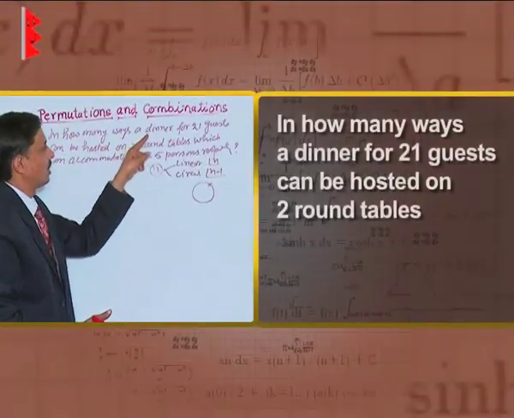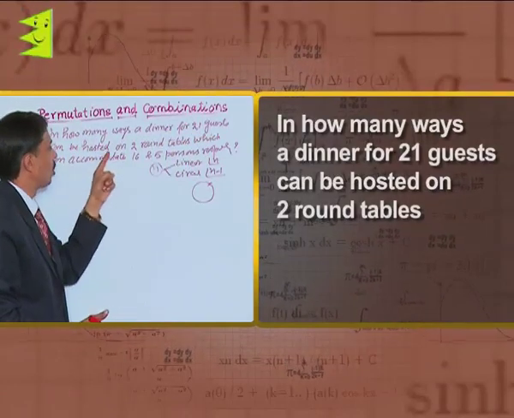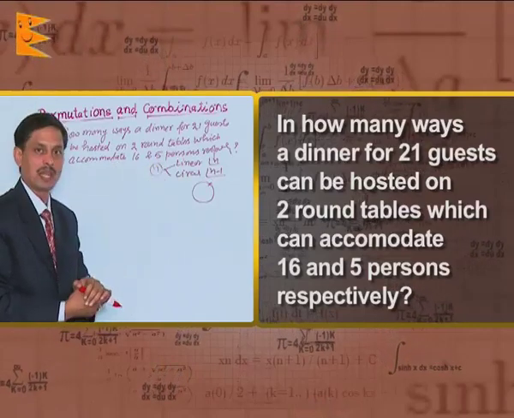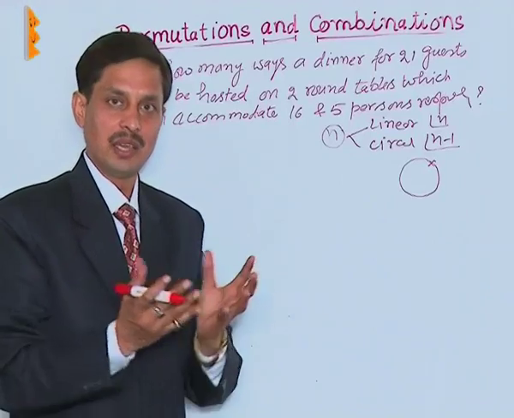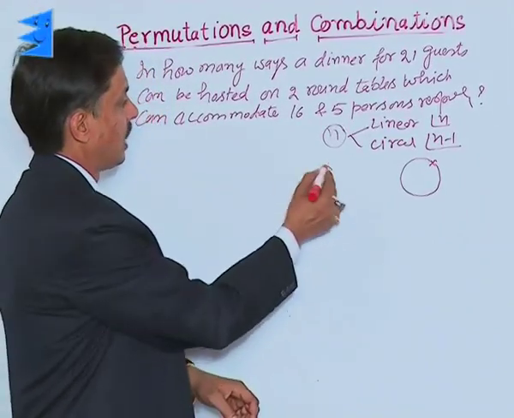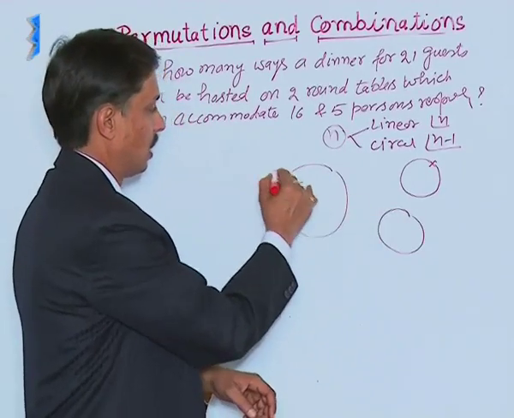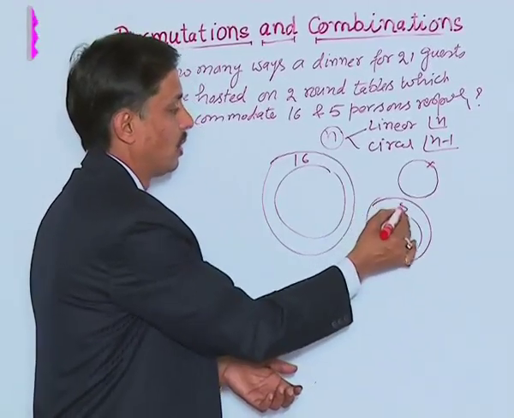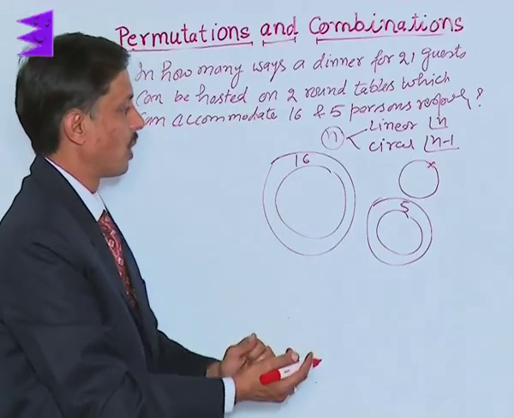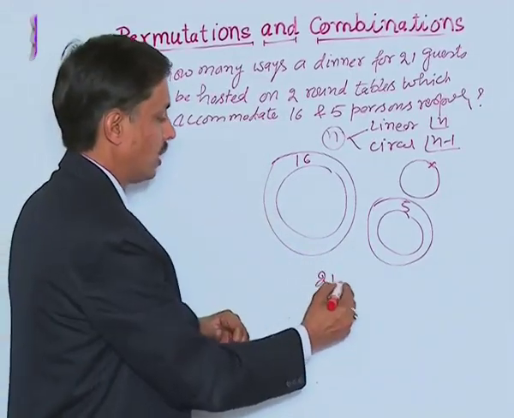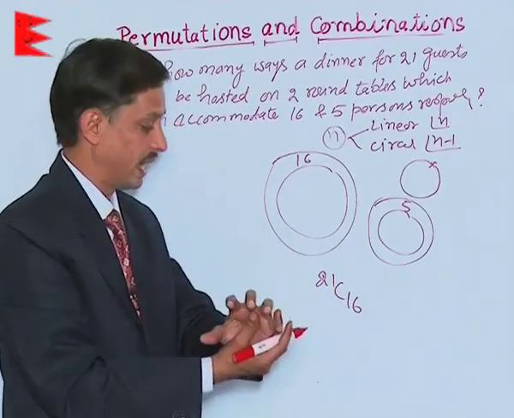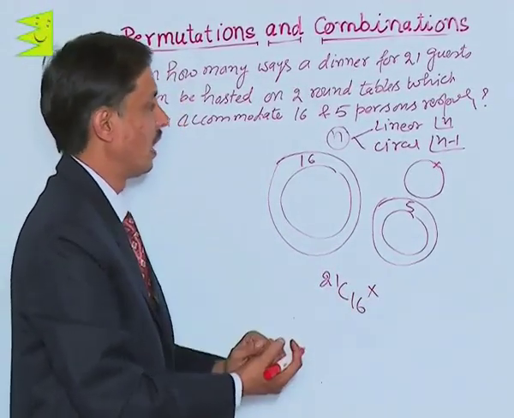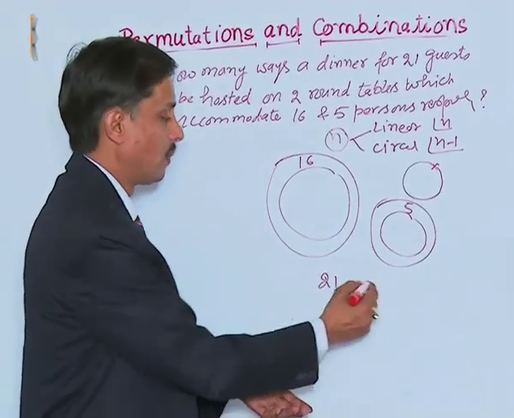In how many ways can a dinner for 21 guests be hosted on two round tables which can accommodate 16 and 5 persons respectively? One businessman invites 21 persons and there are two round tables. Around this one, how many persons can sit? 16, and around this small table 5. So 21 guests. The number of ways is 21C16. First 16 guests will be selected from the 21 guests. Then how many are left? 5. And guests are how many? 5.